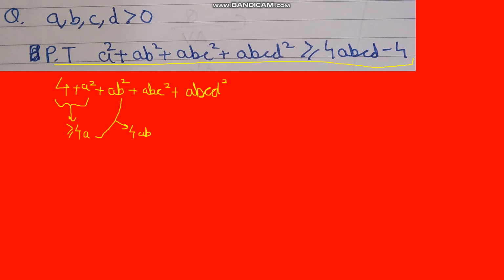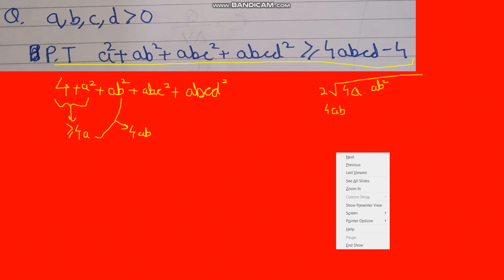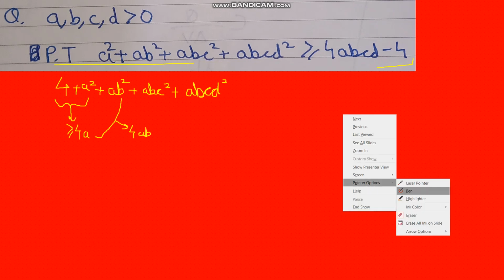2 will be remaining here. Then we will come under root 4a into ab square. 4 comes out as 2, then comes to 4a square, then comes to be ab. This is a thing. I am rubbing this. No need. That underline got up, no? Right, no problem. No need to think about the underlines.